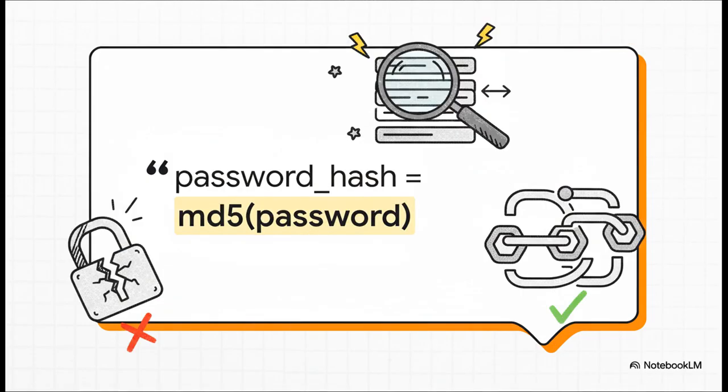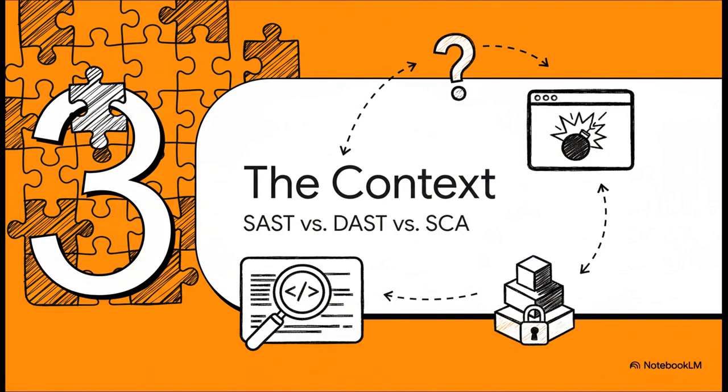See, SAST doesn't just find obvious mistakes, it also nudges developers toward best practices. Using a really old and weak hashing algorithm like MD5 for passwords, that's a huge no-no these days. A good SAST tool will flag this right away and say, hey, you should probably use something much stronger, like Argon2 or bcrypt.